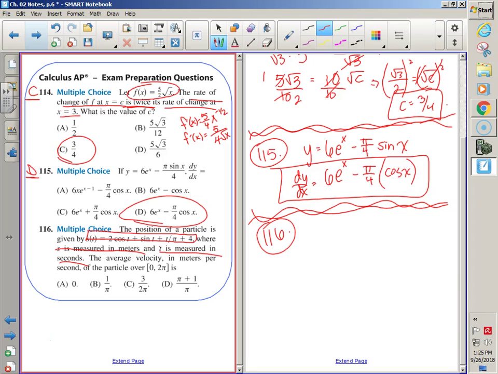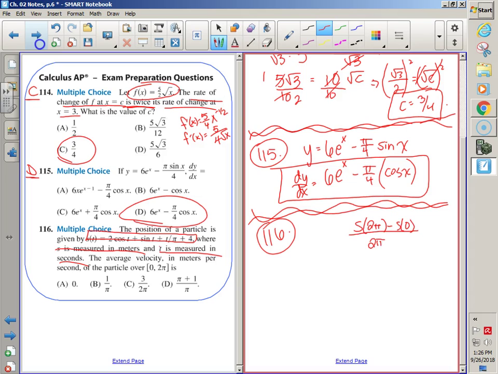116, average velocity. What is the formula for average velocity? Thank you, Lainey. Why am I plugging in 2 pi and why am I plugging in 0? Good, that's exactly what they gave me for my interval. But Abby, you were saying position over, what was she saying? She was right, too. Kind of. What's the little formula that comes before S of B minus S of A all over B minus A? Change in over change in time. Change in position over change in time.